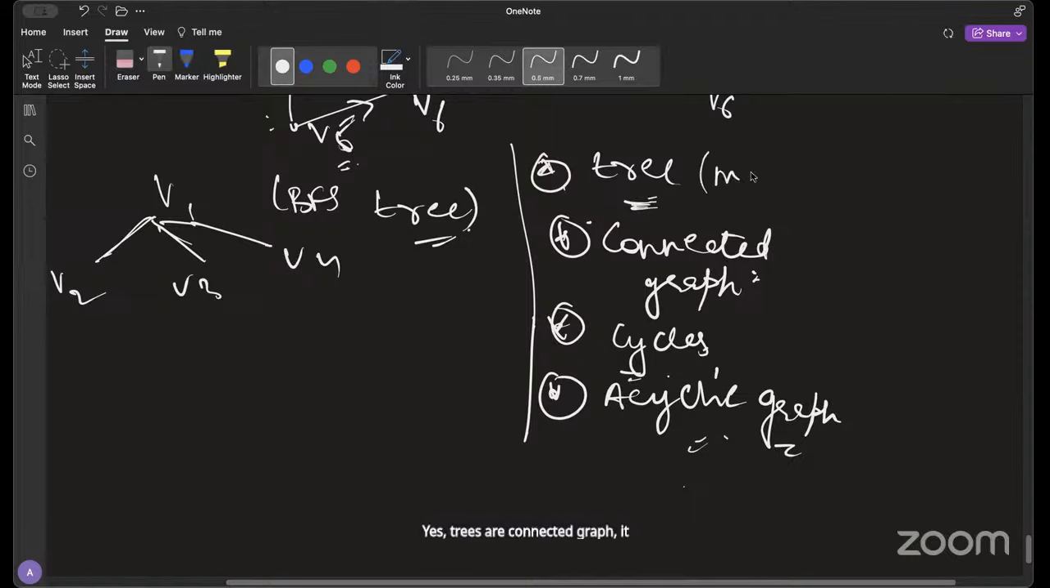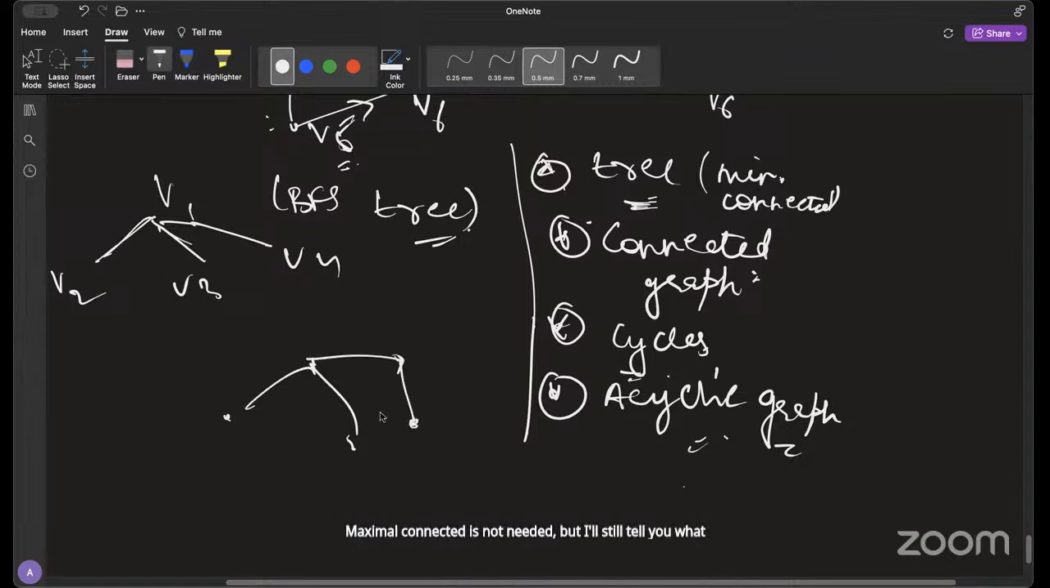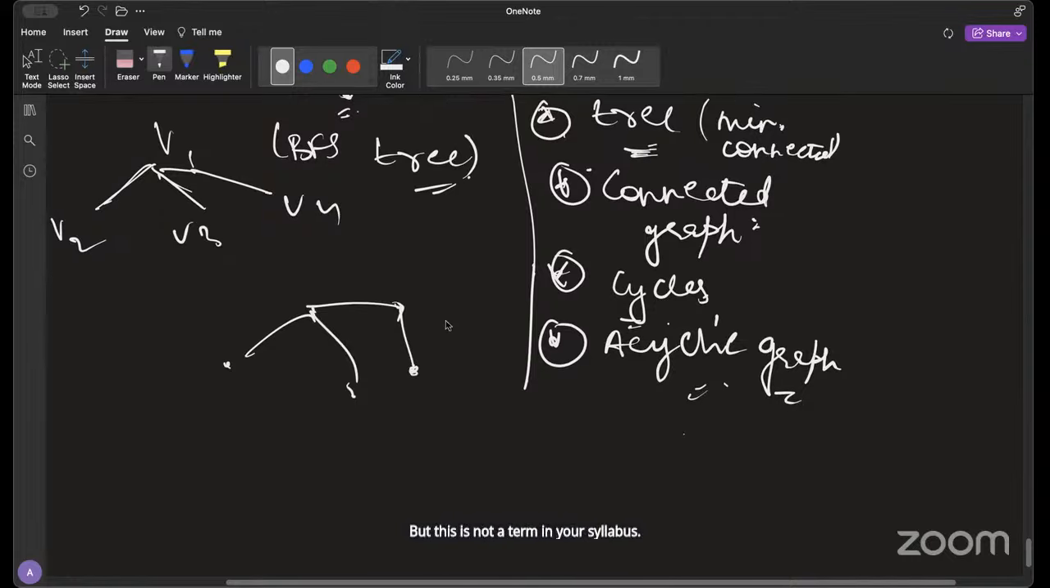It's a maximal connected graph. Sorry, minimal connected graph. And what is the difference between maximal and minimal? Let's say you have this thing, right? Maximal connected is not needed, but I'll still tell what maximal connected means, though it is not a term in your syllabus. Let's say you have this thing here. These corners are vertices. So we know that this, and let's just say you have this thing. So the maximal connected set is this.